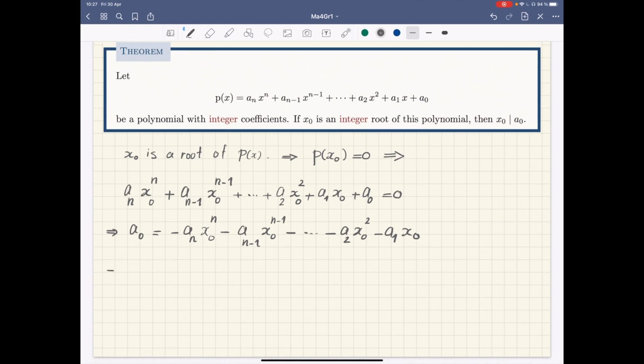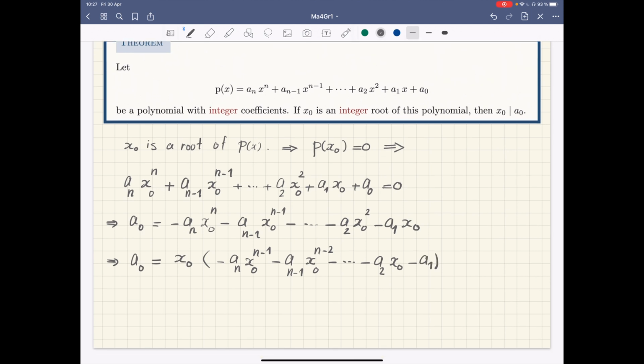Okay, and then what I can do, immediately I see on the right hand side, all of them share this factor of X node, so it means that I can factor it out, yes? So I will get X node and minus A n X node to power n minus 1. The next one would be A sub n minus 1, X node to power n minus 2, and I continue. This one becomes A2 X node, and the last one becomes A1.